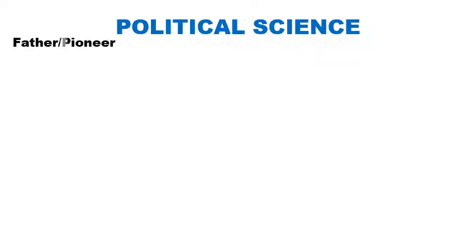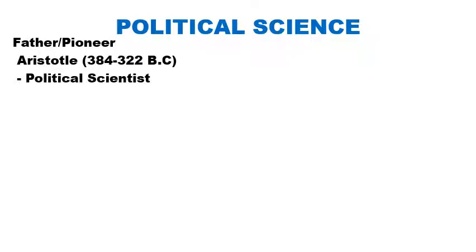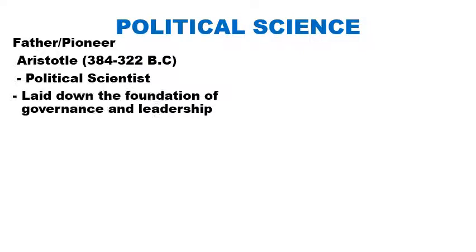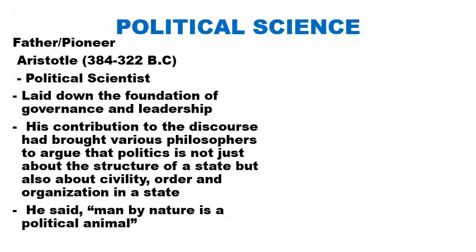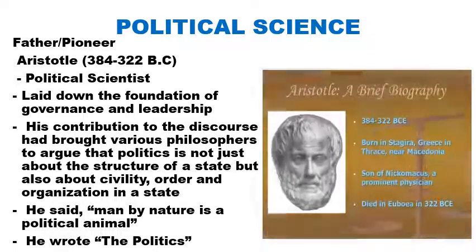Political science. The father and pioneer of political science is Aristotle. He is a political scientist who laid down the foundation of governance and leadership. His contribution to the discourse brought various philosophers to argue that politics is not just about the structure of a state, but also about civility, order, and organization in a state. He said man by nature is a political animal. He wrote the Politics.